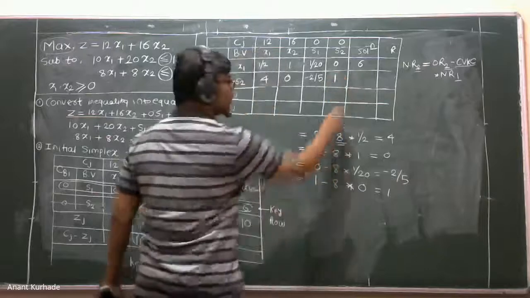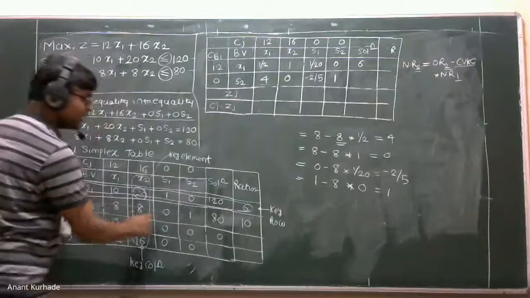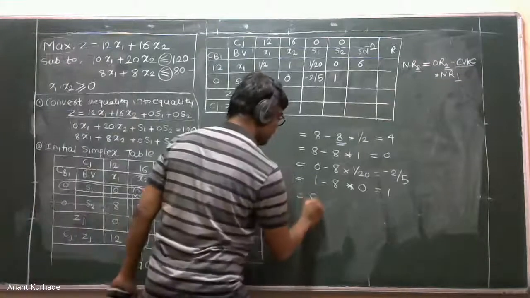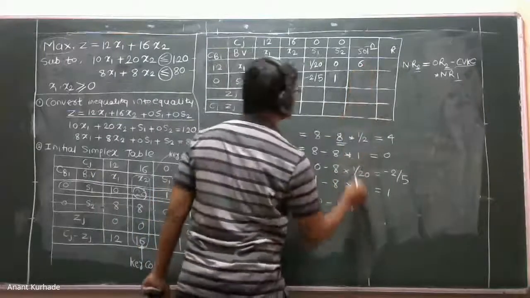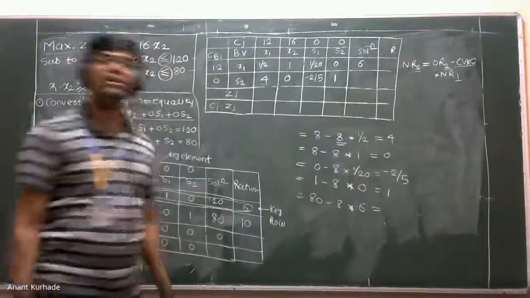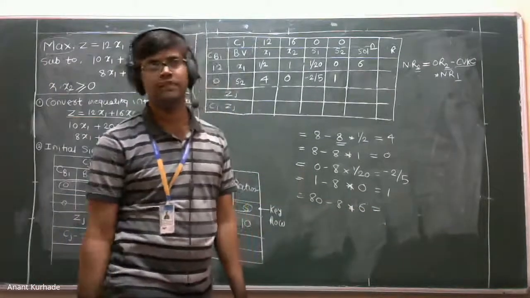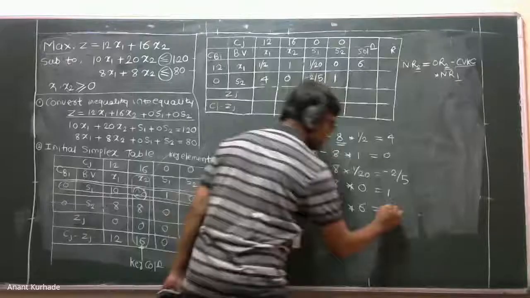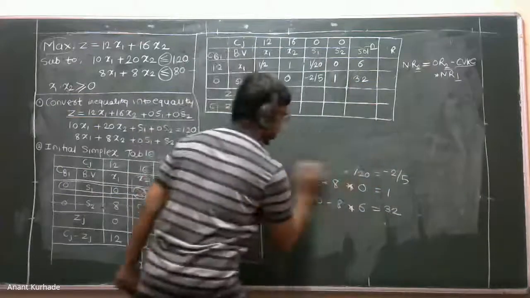Now let's write down this. Old value of R2 is 80. So we have 80 minus 8 into new value, which is 6. What do we have in the final? 80 minus 48, that is 32. Write down here 32. Okay, so this part is finished.